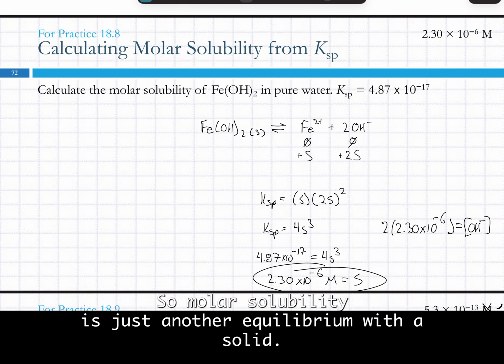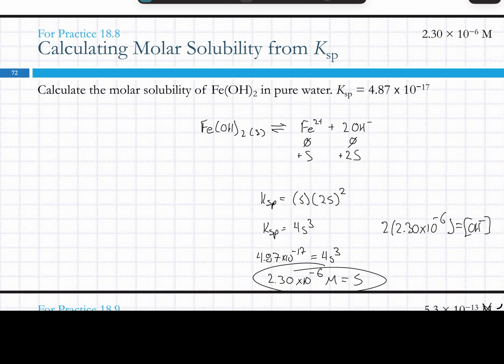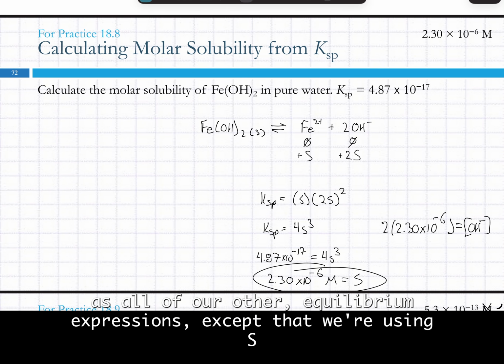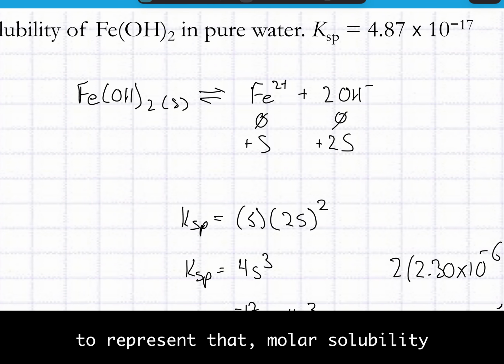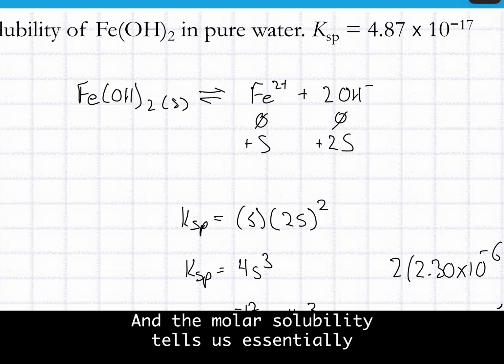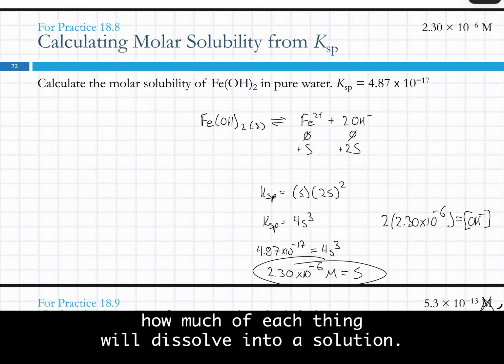Right, so molar solubility is just another equilibrium with a solid and the ions that it produces in a solution. And when we're calculating that, it pretty much calculates exactly the same as all of our other equilibrium expressions, except that we're using S to represent that molar solubility rather than X like we use for other solutions. And the molar solubility tells us essentially how much of each thing will dissolve into a solution.